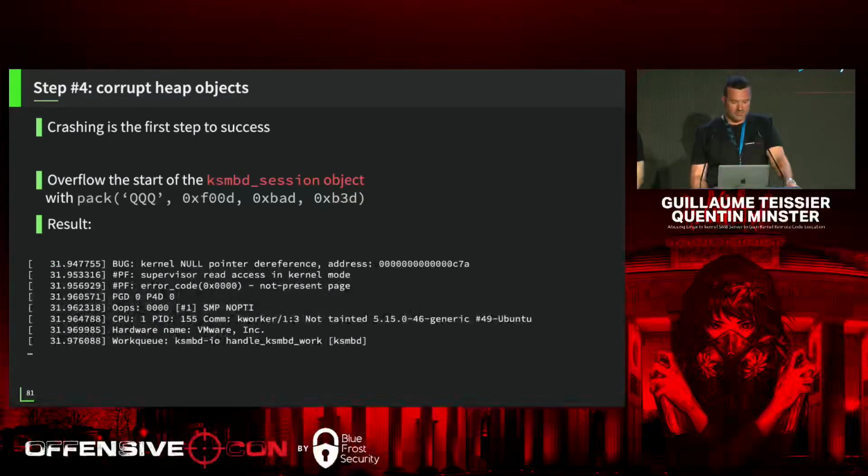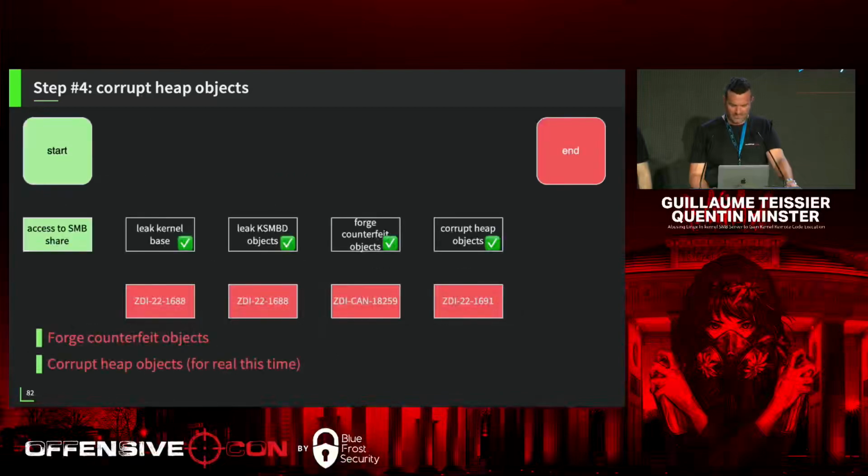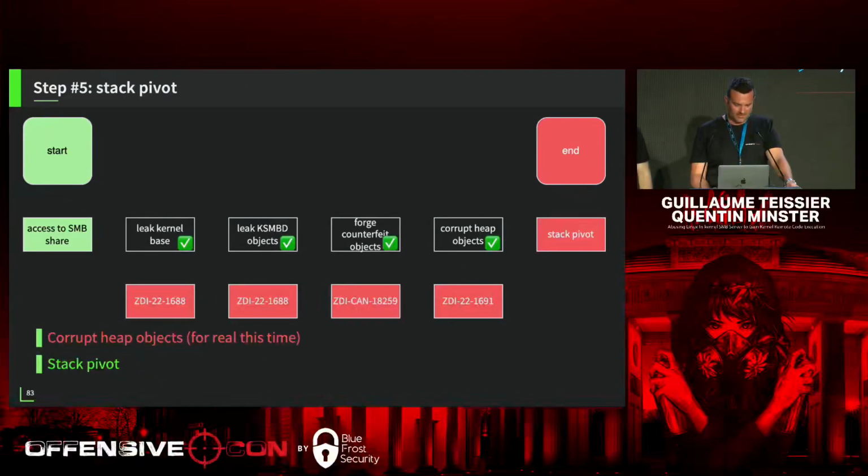It works, and we are very happy to see the kernel crashing as a first step, because we just replace the ID and the user pointer with bad values, and once we perform this trick of using a compound request to create that many sessions, it works, and we just overwrite the first 24 bytes of a KSMBD session, and the kernel crashes, so we know we are on the good way. So we have successfully corrupted heap objects, and now the last step is how do we perform a stack pivot, because this is our ultimate goal, and we'll see this right now.